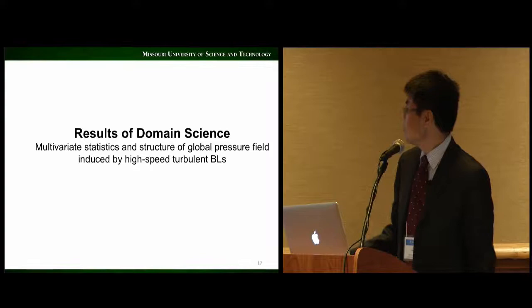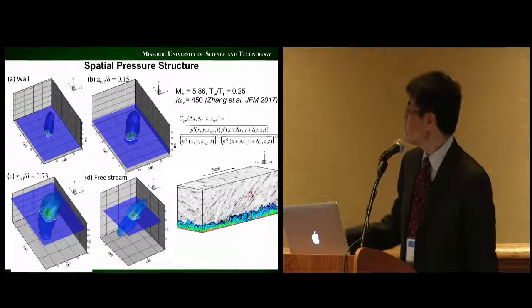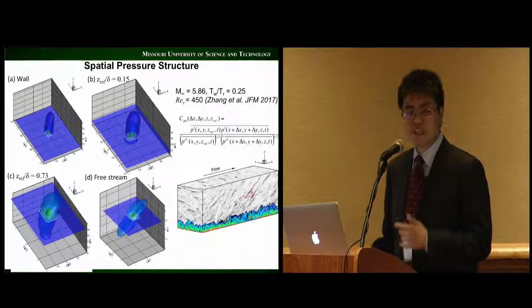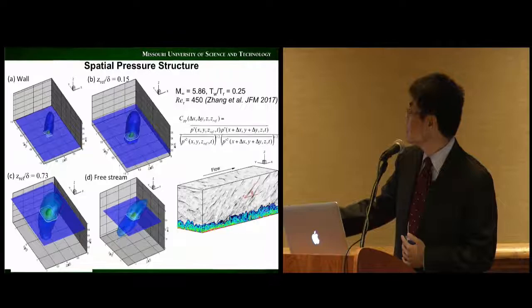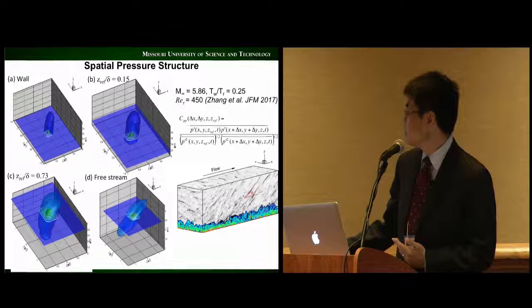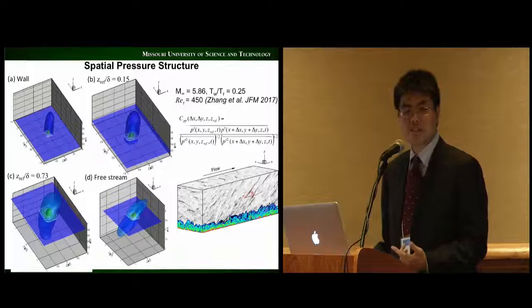So how we make use of the data. One thing is we can look at the global pressure structure, which is the spatial correlation of the pressure signals. This is a Mach 6 turbulent boundary layer at a relatively low Reynolds number, and you can see the structure, how it varies away from the wall. In the free stream, you can see this preferred structure, which is quite similar to the instantaneous visualization.